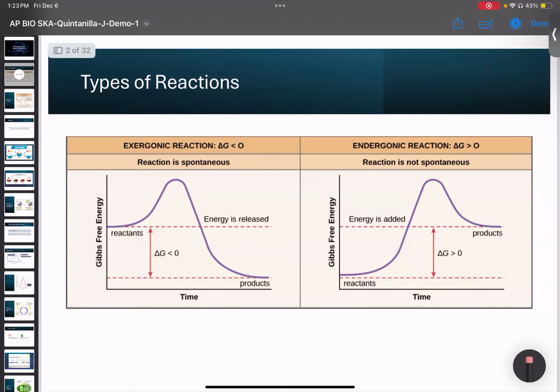Today we'll be covering cellular energetics, also known as cell metabolism. When it comes to cell biology, there are two types of reactions we need to consider. One of them is called the exergonic reaction, and the other one is the endergonic reaction.